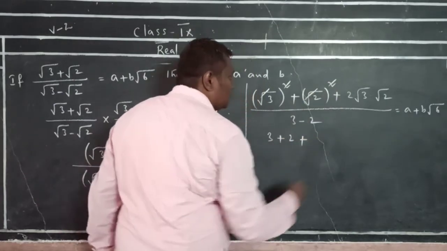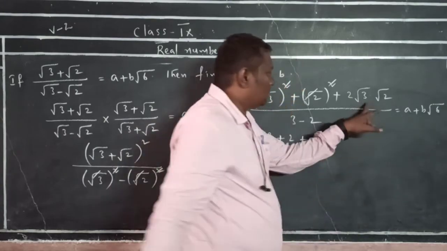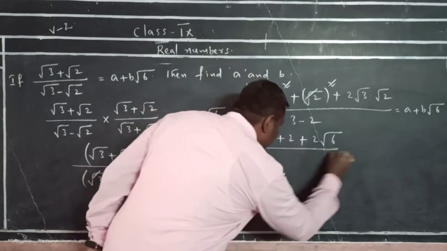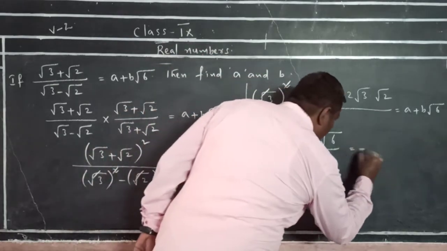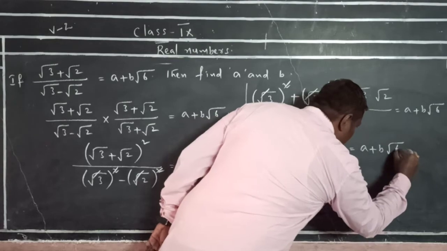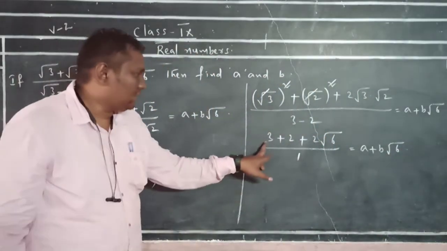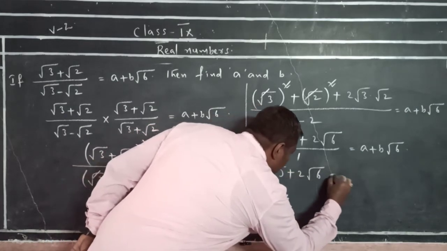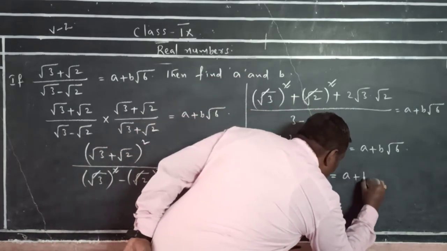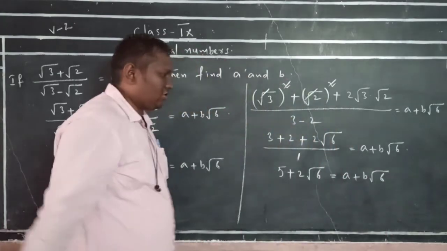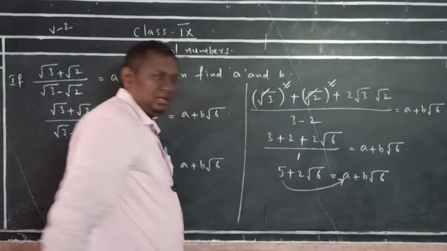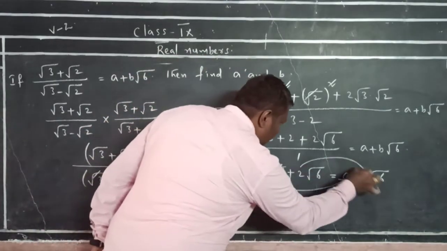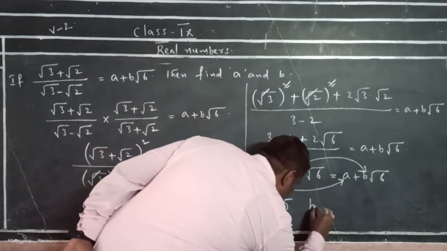3 plus 2 plus 2, both are roots there, that is then root 6 by 1 is equal to a plus b root 6. Understand? Here 3 plus 2 is 5, plus 2 root 6 is equal to a plus b root 6. In the place of a, the value is 5. That is, the a value is 5, and the value of b is 2.